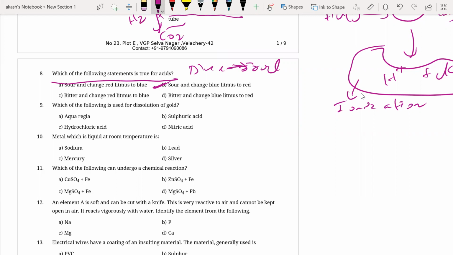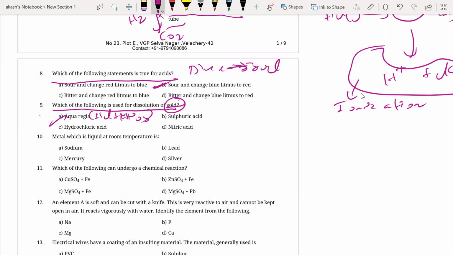Next, which of the following is used for dissolution? Dissolution means dissolving of gold. What is used? We have already discussed this so many times in the class. What is the answer to this question? Aqua regia. Normal acids will not be able to dissolve gold. I know aqua regia is a combination of HCl plus HNO3, hydrochloric acid and nitric acid, in some amount. That forms aqua regia. That is a very strong acid which can even dissolve gold.